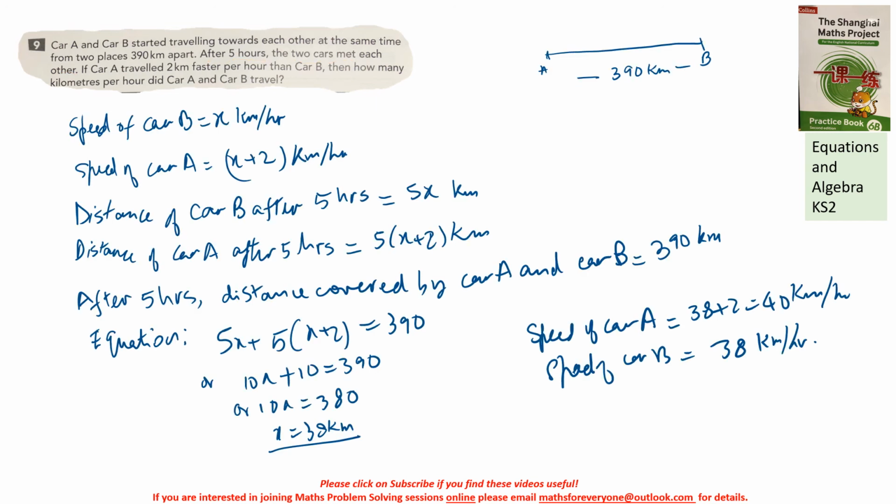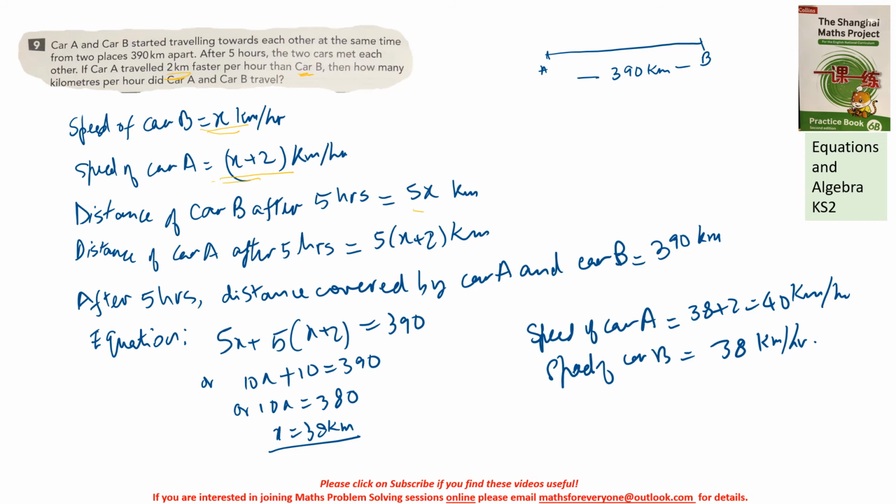Okay, car A traveled 2 kilometers faster per hour than car B. Then how many kilometers? So that's the basis for the equation. If I look at the next one, I've done that. Speed of car B is this, speed of car A. So we know the speed. We assume x, speed of car A is x plus 2 kilometers faster.